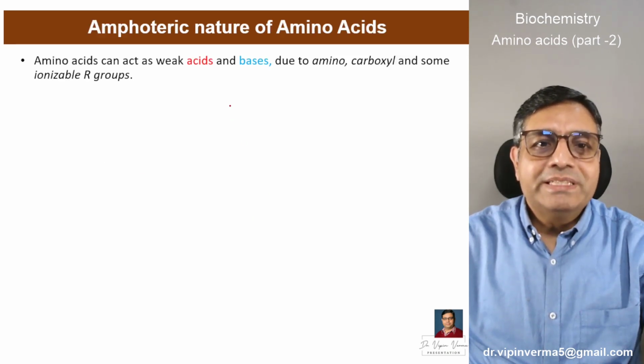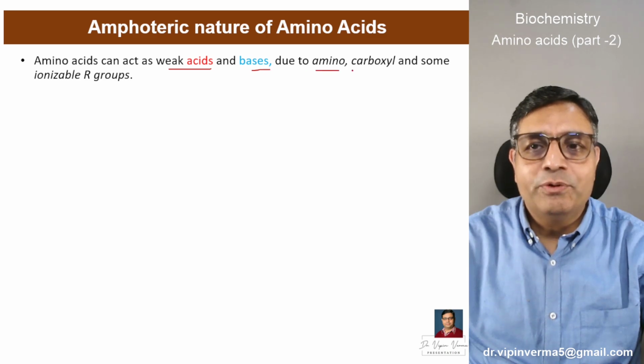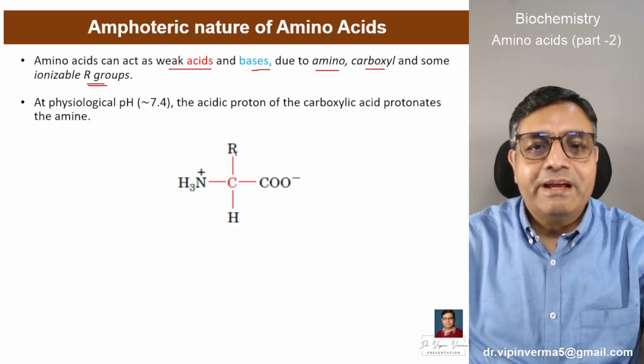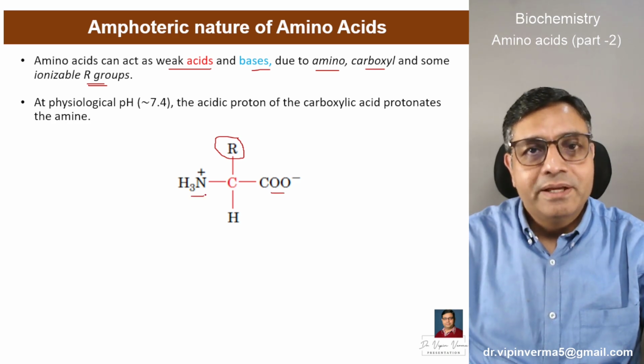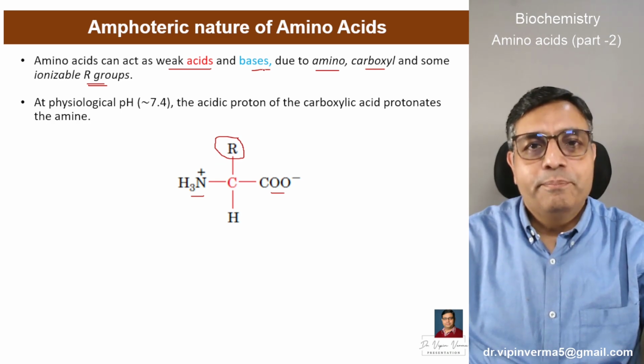So if we see, amino acids have the amphoteric nature, so they can act as weak acids and bases, and that happens due to the amino and carboxylic groups, and in some amino acids the ionizable R groups. Now you understand that we have this R group as a side chain. So in all the amino acids, carboxylic and amine groups are ionizable moieties, but in a few amino acids, R is also ionizable. Okay, and therefore they can act as weak acids and bases.